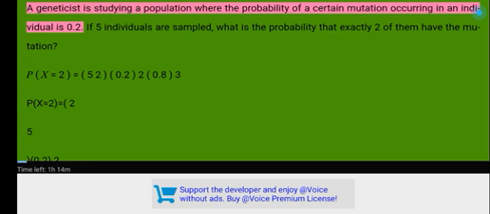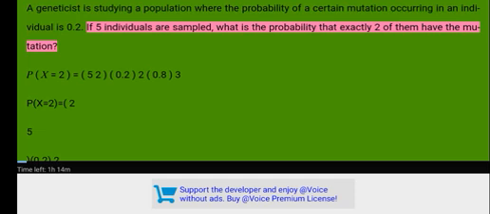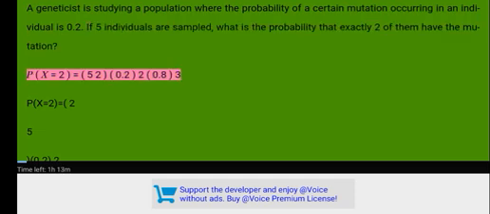Example calculation. A geneticist is studying a population where the probability of a certain mutation occurring in an individual is 0.2. If 5 individuals are sampled, what is the probability that exactly 2 of them have the mutation? P(X = 2) = (5 choose 2) (0.2)^2 (0.8)^3.